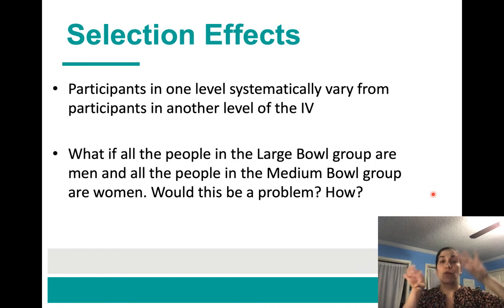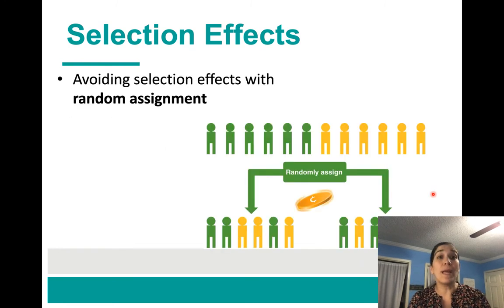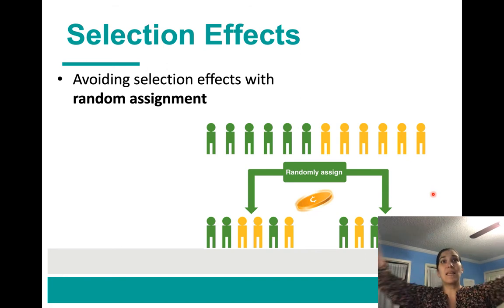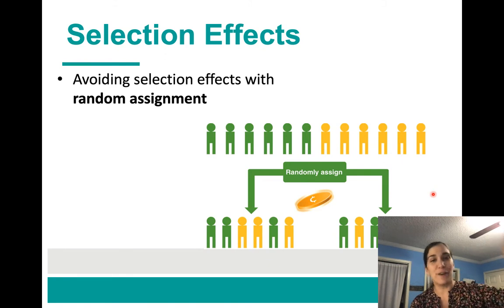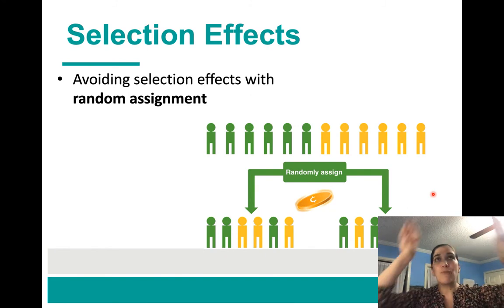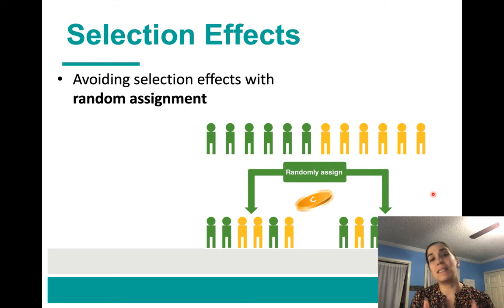And so we want to make sure that the selection of who goes into our groups is random, right? So one way to avoid selection effects is random assignment, where I just take the population in front of me, and when I sample from them, I randomly assign. First person to group 1, second person to group 2, third person to group 1, fourth person to group 2, right? I randomly divide them into my 2 groups so that I eliminate any systematic variability.